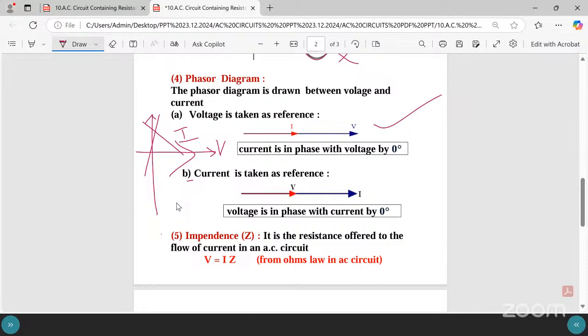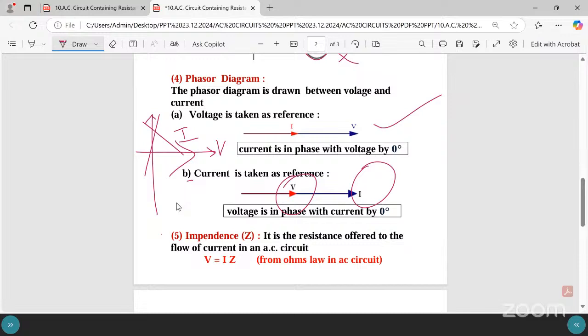Now go for current as the reference one. What does it indicate? Current as the reference indicates that it does not rotate. It lies on the x-axis. It is constant, fixed on the x-axis. But then who should rotate? From the x-axis, what is the angle? 0. So this is called 0.